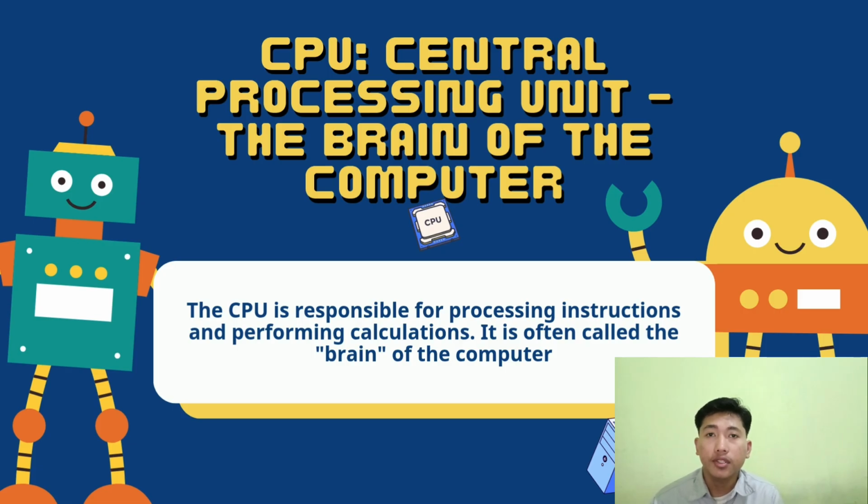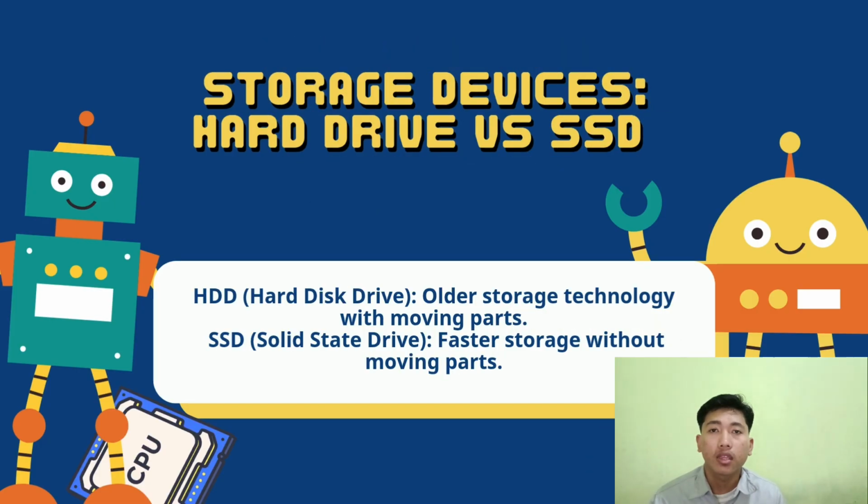CPU, central processing unit, the brain of the computer. The CPU is responsible for processing instructions and performing calculations. It is often called the brain of the computer. Storage device, hard drive versus solid state drive. Hard drive is older storage technology with moving parts, and solid state drive is faster storage without moving parts.